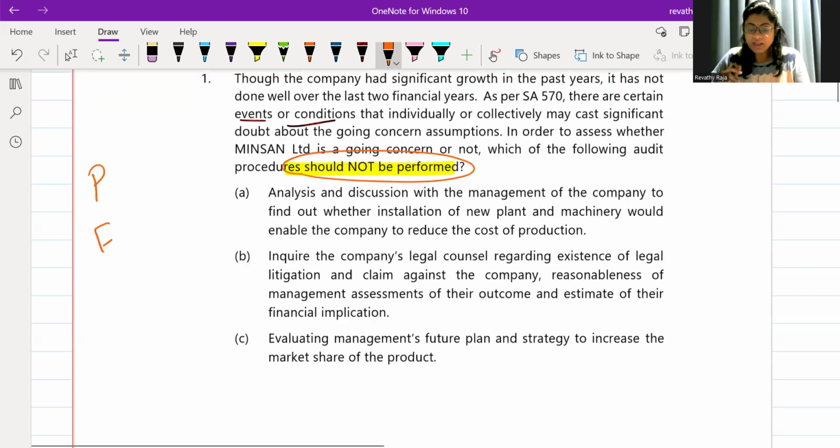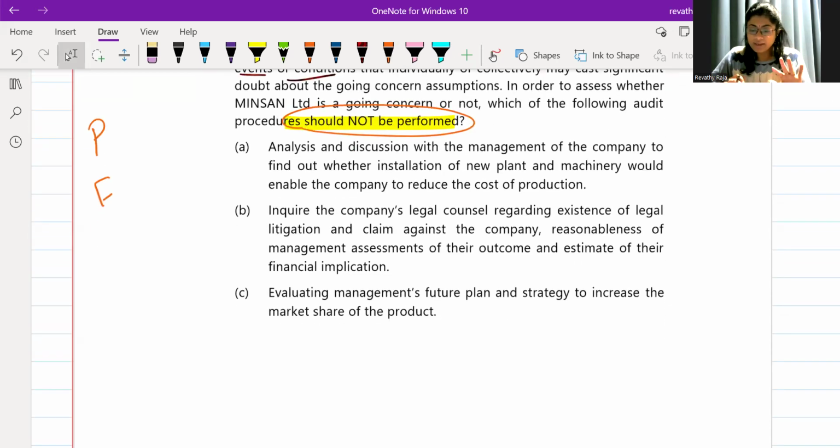So can you read: analyze and discuss with the management to find out whether the installation of new plant would enable to reduce the cost. Is this about past or is this about future? Whether the new plant which they are trying to set up will reduce cost, it's future. So correct or incorrect? They want incorrect; this seems to be correct. So let's wait.